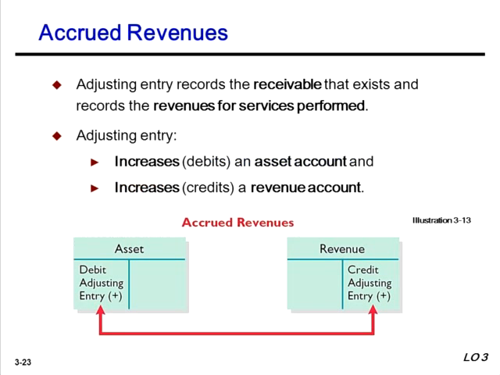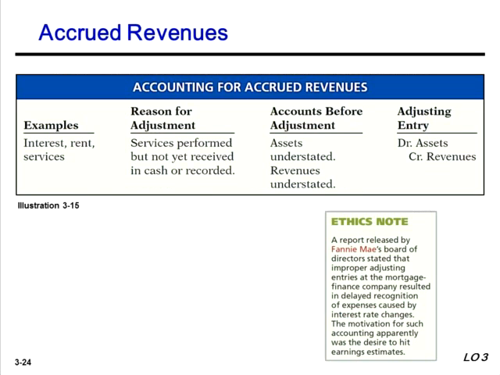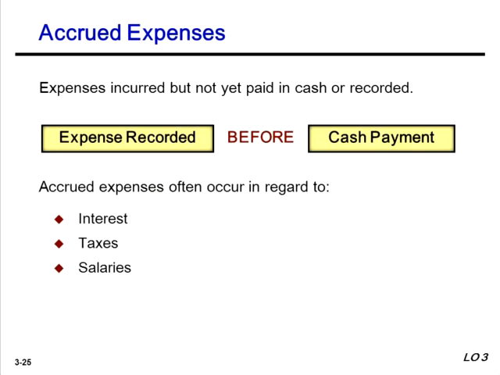So what you see here is when an adjusting entry is made to accrue revenues, as I said before, an asset would go up, which would be accounts receivable, and then revenue would go up as well. And once again, we have a summary table, as we've seen with unearned revenue and prepaid expenses. I'm not going to go through that again.